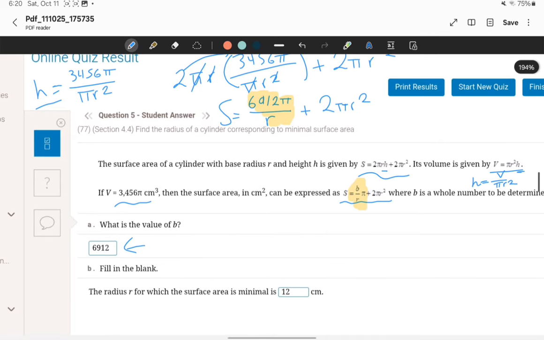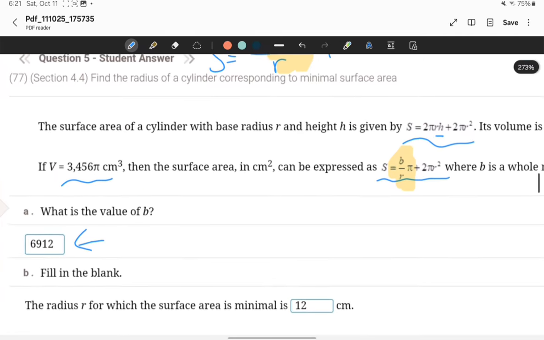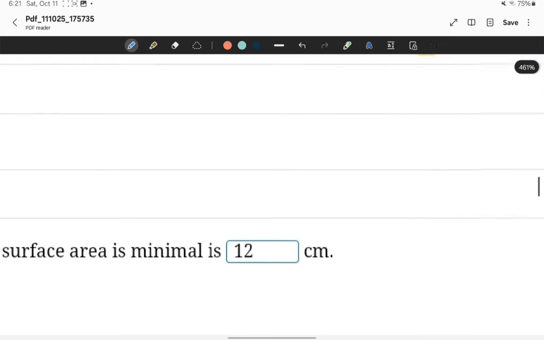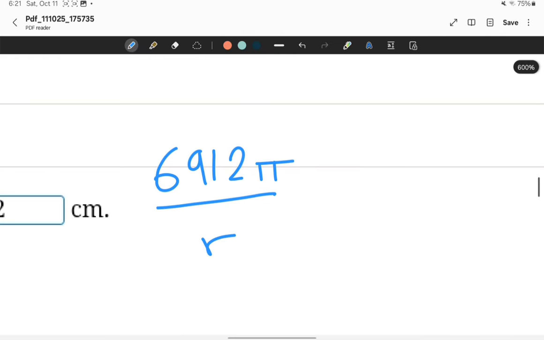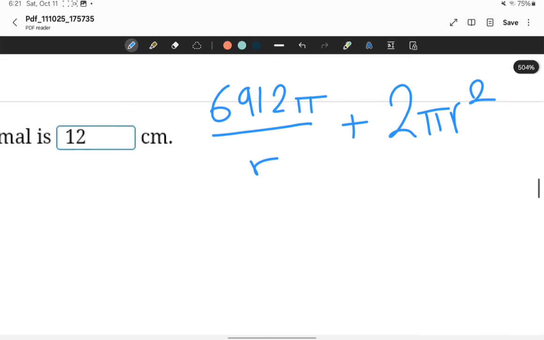Part B, the radius r for which the surface area is minimal is what? When they want the surface area minimal, maximal, or whatever, you need to differentiate the equation we have now. So the equation we have now is what? The surface area, which I'll write down here again, was 6912 pi over r plus 2 pi r squared. This we need to differentiate.